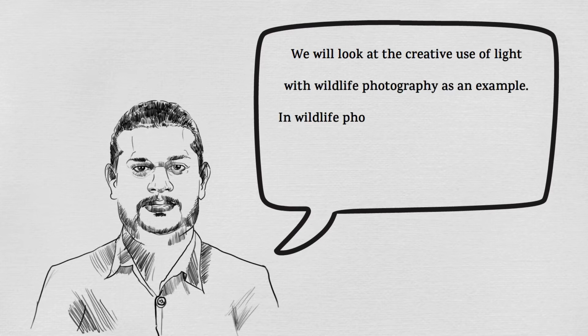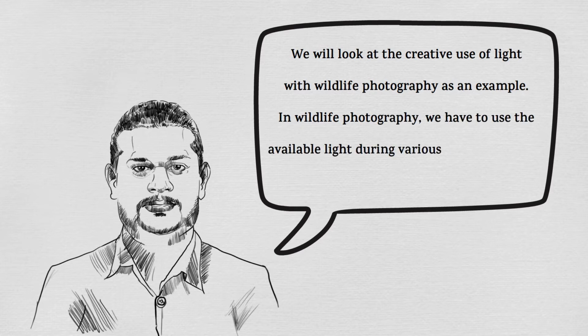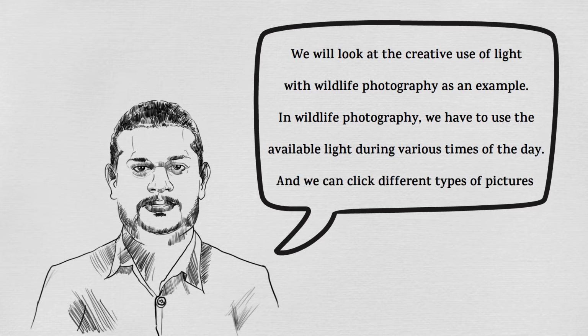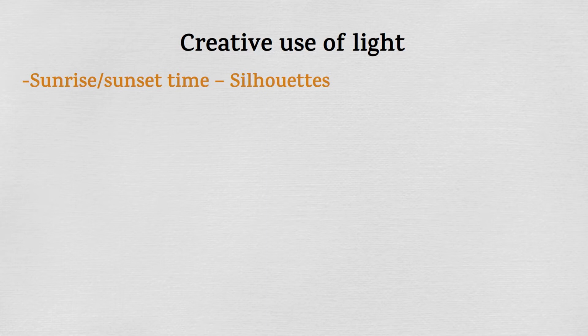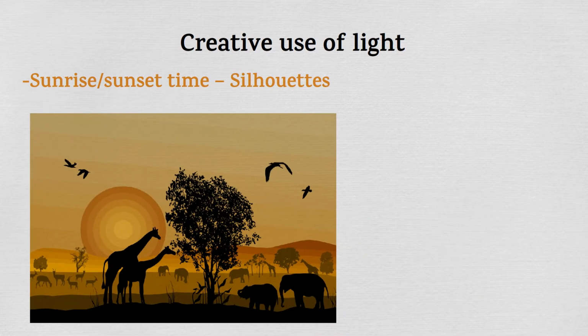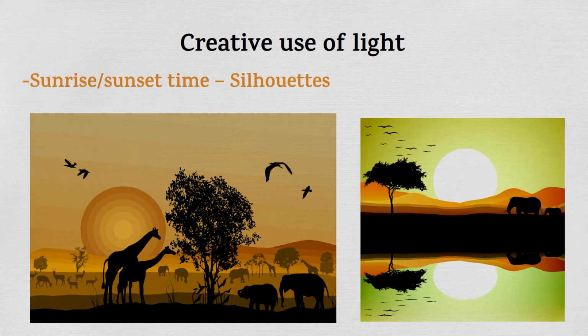In wildlife photography, we have to use the available light during various times of the day, and we can click different types of pictures. So we'll start with the sunrise. Sunrise and sunset are the best times to shoot silhouettes, where the details of the subject are not very clear, but you get great backgrounds and a very aesthetically nice looking picture.